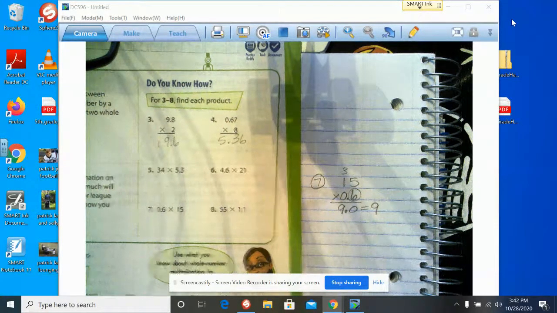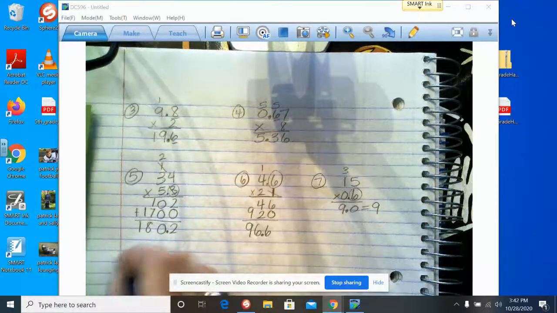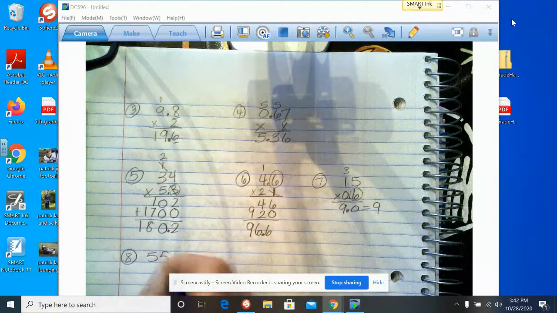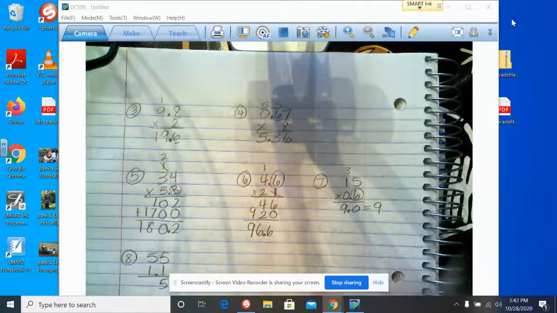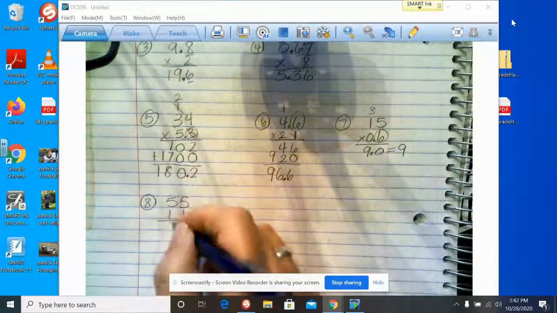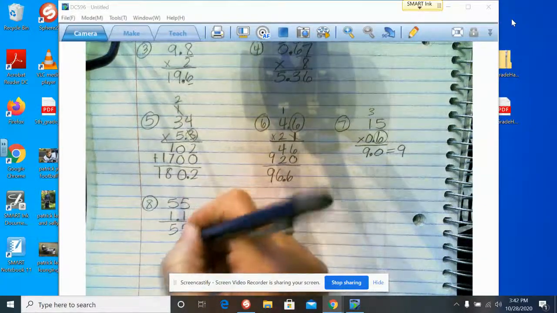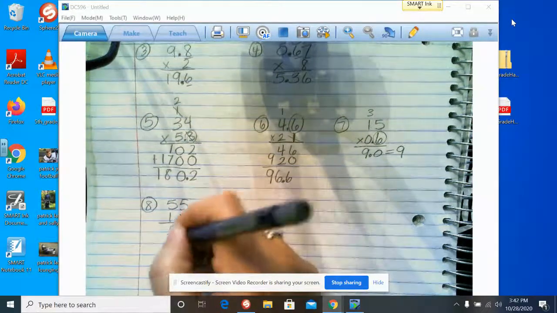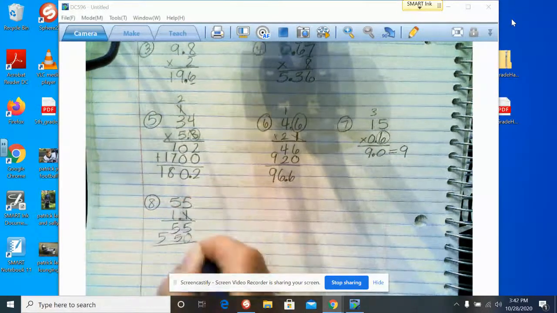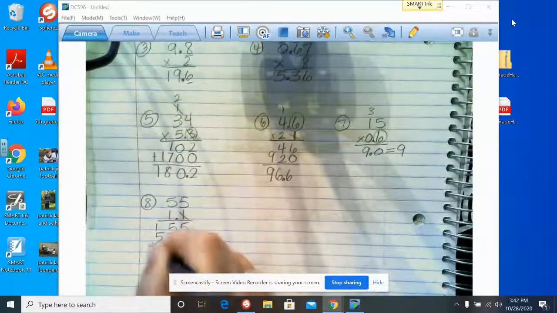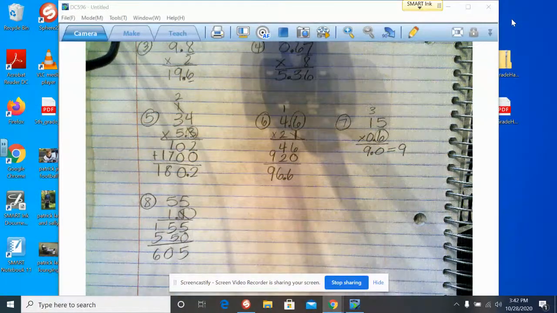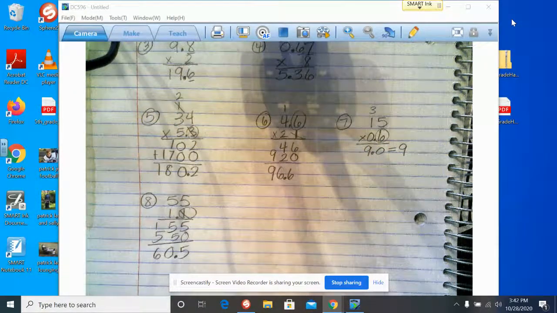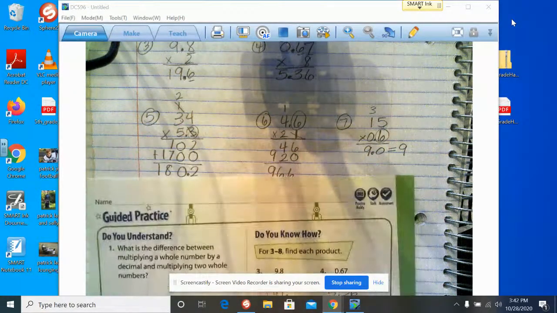And the last one on this page we're going to do together is number 8, 55 times 1.1. 1 times 5, I just want to make sure you can see this. Let me move this up a bit. And 1 times 5, drop my 0, 1 times 5, 1 times 5. It's 605. There's one decimal place in the problem, one decimal place in the answer, 60.5. So I'm just going to enter these like you would if you were in school.